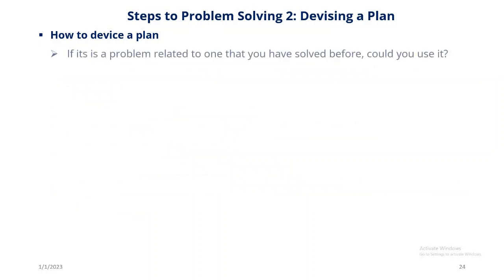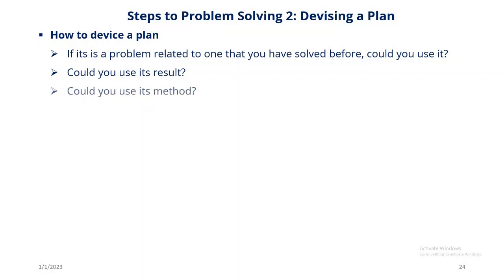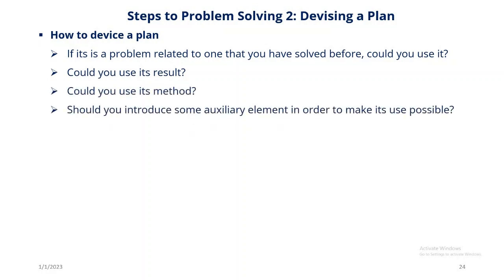We are still on devising a plan. If it is a problem related to one that you have solved before, can you use the previous solution? Can you use its result or its method? Should you introduce some auxiliary element in order to make its use possible? Can you augment it?